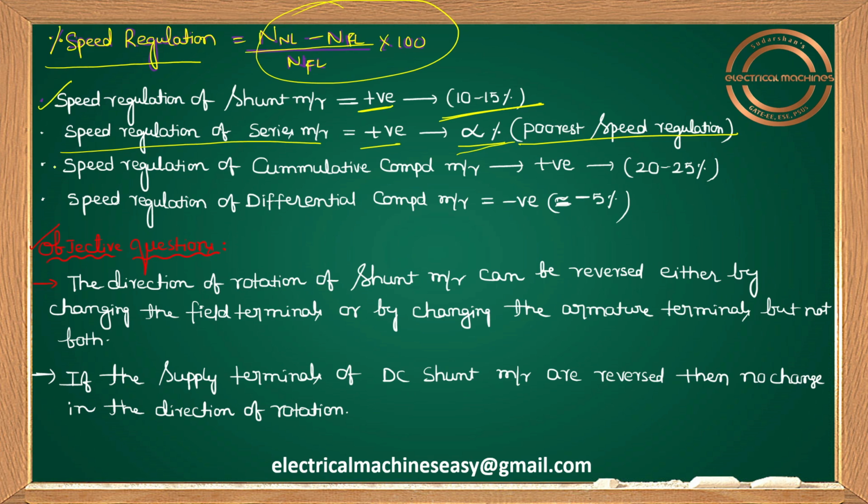And what about the speed regulation of a cumulative compound motor? You tell me first. As load increases, the speed will reduce. So it will be positive, and the value will be around 20-25%.